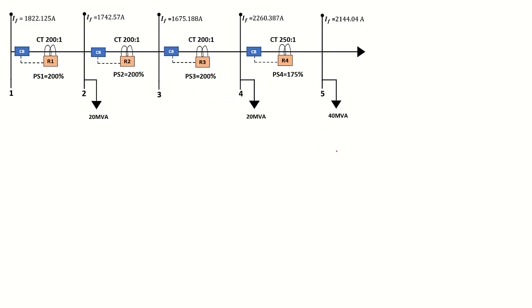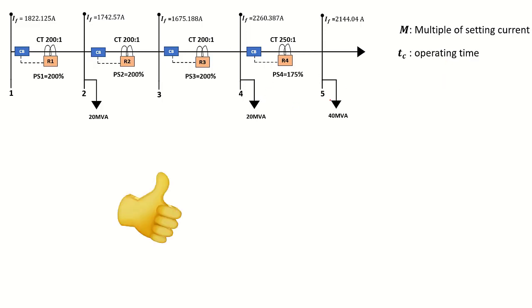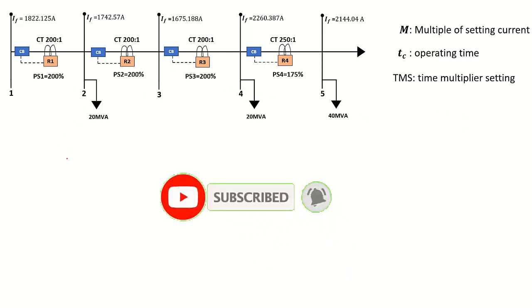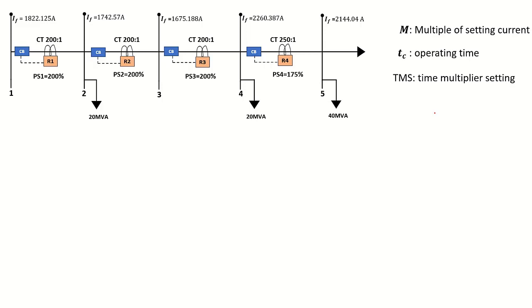As you have seen in the previous tutorial for relay 4, we first calculated M, which is the multiple of setting current. After calculating that, we then calculate the TC, which is the operating time of the relay. Now after calculating that, we then calculate the TMS, which is the time multiplier settings. From that, we then go on and calculate the actual tripping time of the relay. So this is how you go about it. You cannot start by calculating TMS or TC, because you first need M before you calculate TC, and from TC you can get TMS and also calculate TA.